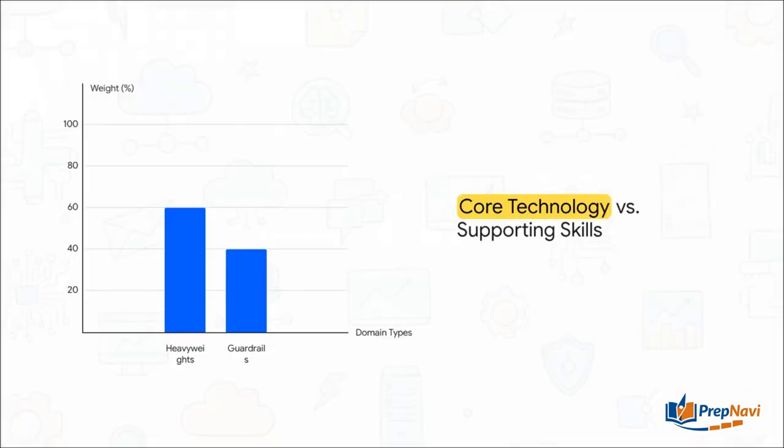Finally, Section 4, your Strategic Study Roadmap. We've unpacked the blueprint, so here is your ultimate study tactic. 60% of your effort, your time, and your practice labs should be dedicated to mastering those core technology heavyweights, generative models, development workflows, and agentic AI. The remaining 40% of your time, spend that solidifying your supporting skills and guardrails, prompting, security, and data preparation. Seriously, let these percentages dictate your study schedule. Don't spend half your time reading about data cleaning when it's only 10% of the exam. Focus your energy where the points are.